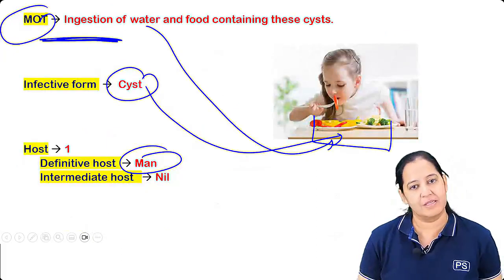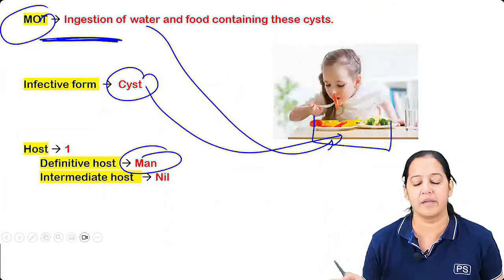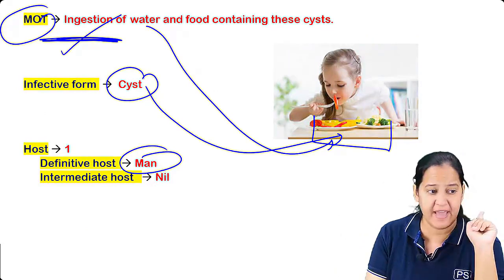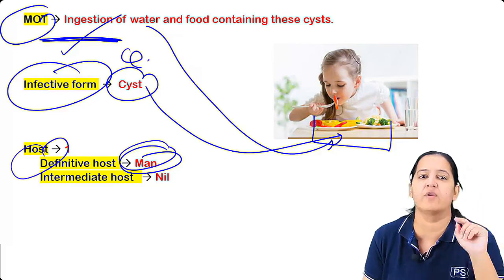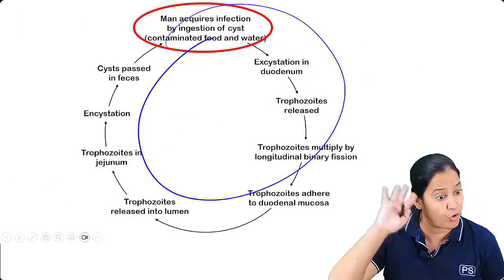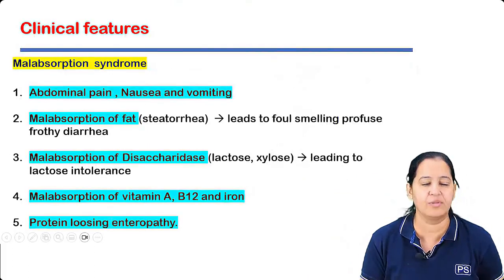So the same thing. Read now. Everything is given in your chart. Just read it and mark it. So what is the mode of transmission? Say, ma'am, ingestion. Remember the diagram. What is the infective form? Say, quadrinucleate cyst. How many hosts? Only one host, ma'am. There is no intermediate host. Instead of drawing this circle, better to draw a human and show that. So this is my way of telling you the life cycles.